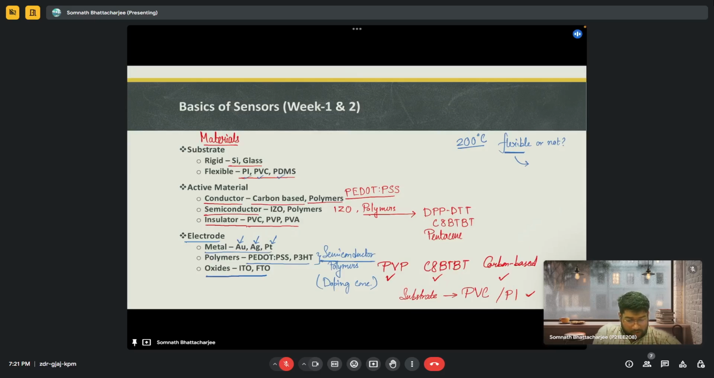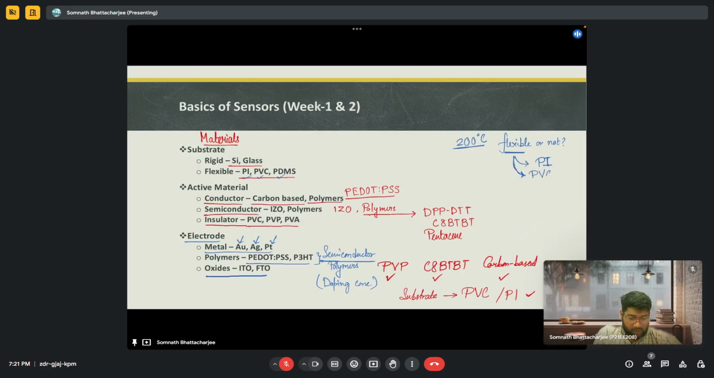But whenever you are saying that you will be working above 200 or nearly 200, you will have to use a PI substrate, which is a bit costlier than PVC, but you have to use it anyway. Then, if you need a flexible one, the next question will be what kind of insulator you need. You can use any kind of insulator like PVC, PVP, and these things. Based on the cost and your specific application, you will have to choose.